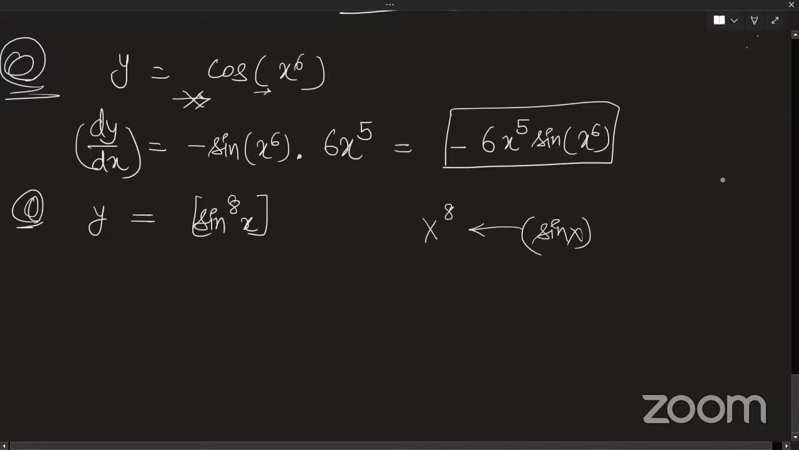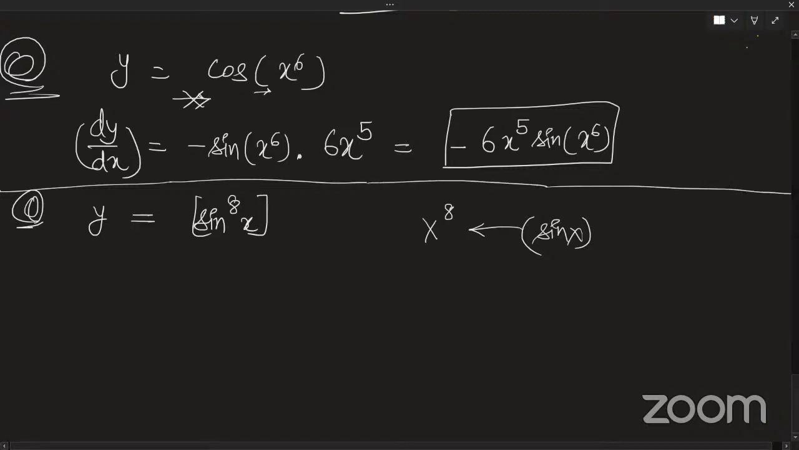So which is the outermost function? The outermost function is x raised to 8. So chain rule is telling me to start from the outermost function. So what is the derivative of x raised to 8?